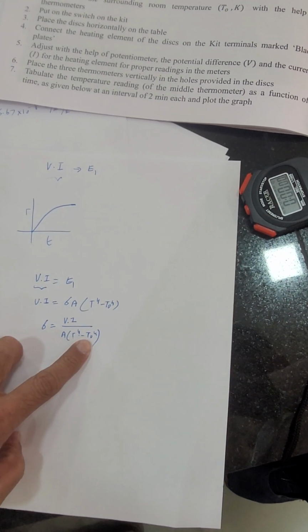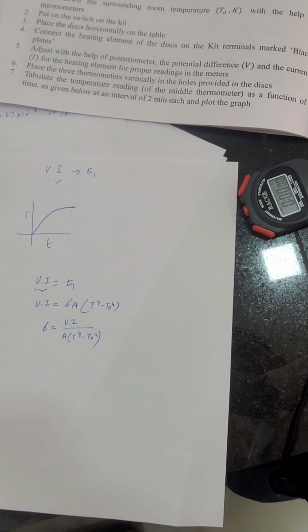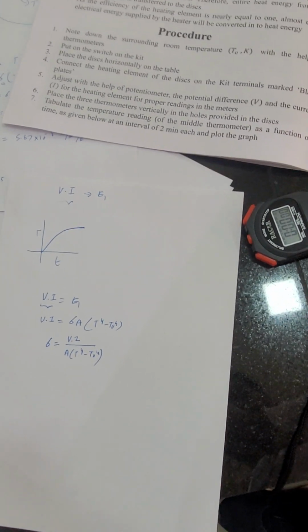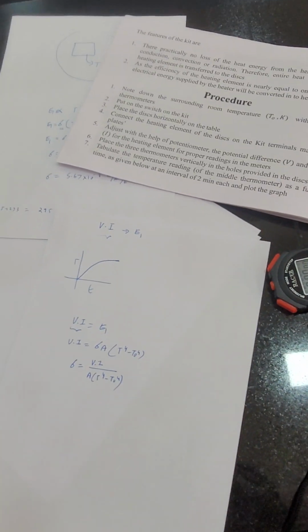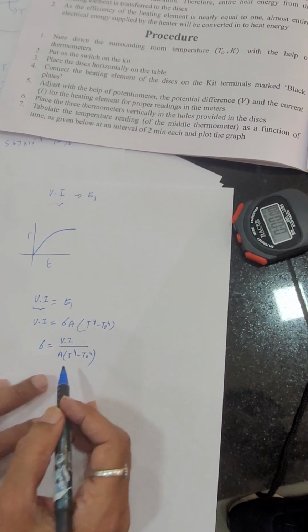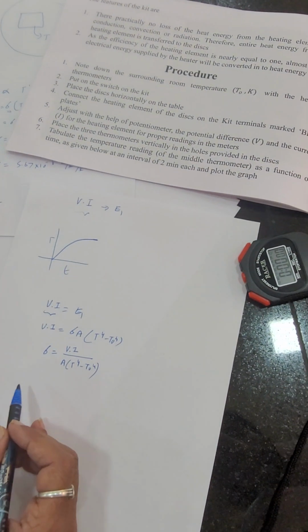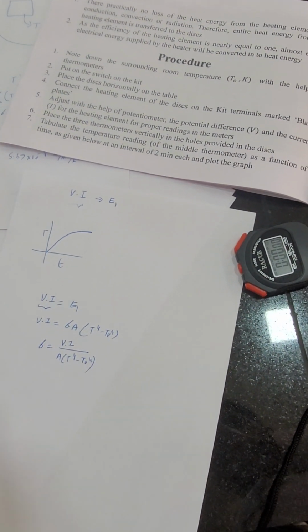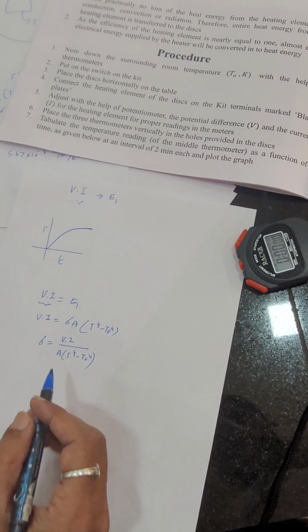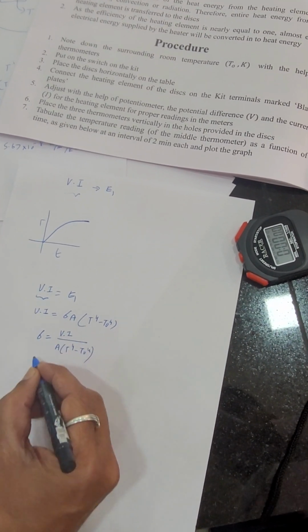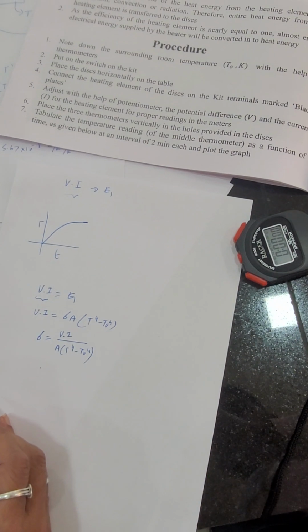Now what is T naught? T naught is the room temperature. That means before you switch on the power supply, you have to record the room temperature or surrounding temperature. And what is T then? It is the steady state temperature at equilibrium condition. So that T can be recorded. The stage after which temperature will not increase is the steady state temperature, and then you can substitute all the quantities and you can calculate Stefan's constant.